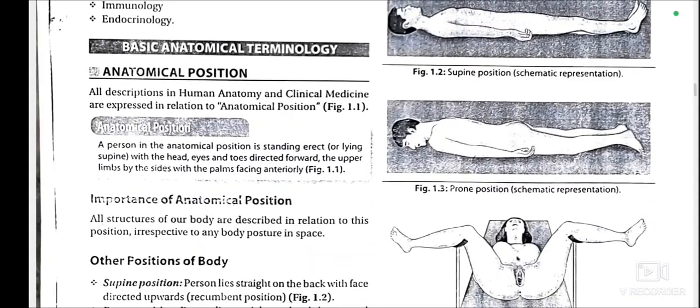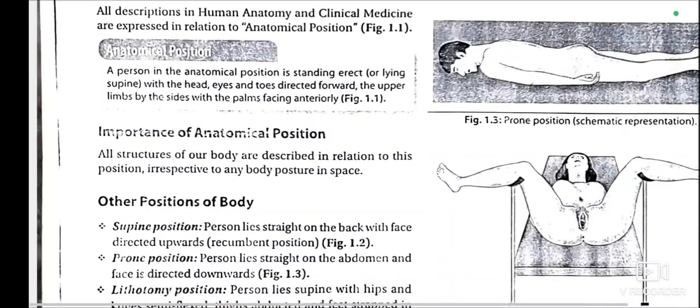The next is the importance of anatomical positions. What is the importance of anatomical positions? All structures of our body are described in relation to this position, irrespective of any body posture in space. It means it describes the relationship between positions irrespective of the body posture in a specific space.